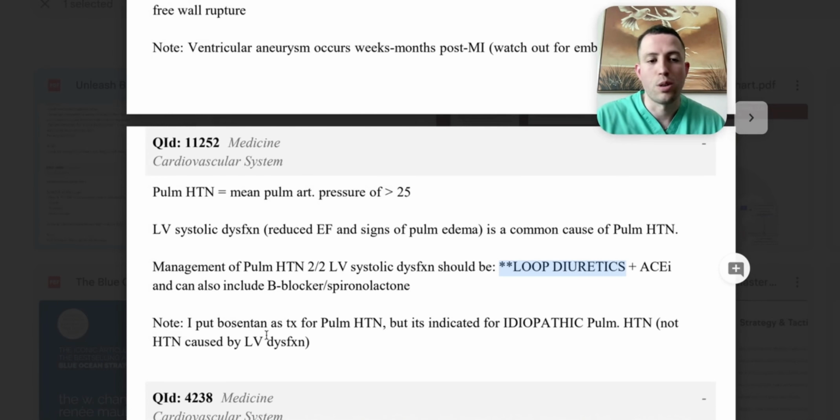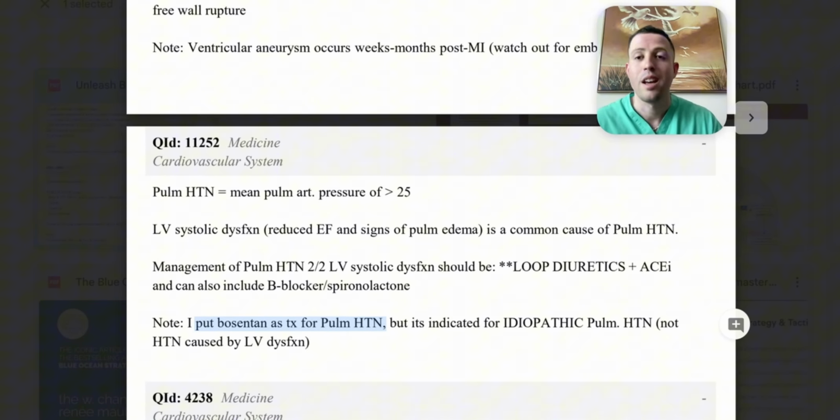I remember when I missed this, I actually put the answer bosentan for pulmonary hypertension, because I remembered back from Sketchy that bosentan is one of those medications. It's an endothelin antagonist, and it can work for pulmonary hypertension. But it's idiopathic pulmonary hypertension that you use it for, not hypertension due to fluid overload from the left ventricle backing up into the lungs.